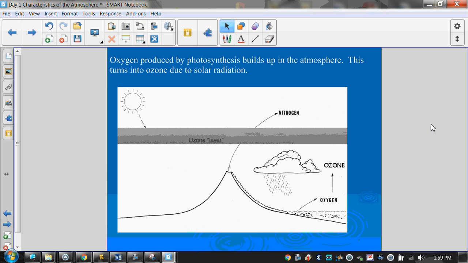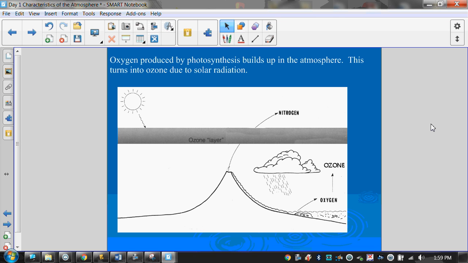Another part of our atmosphere that's really important to us is the ozone layer. The ozone layer exists in the stratosphere. It is a layer of O3. Ozone is O3, so it's three atoms of oxygen that are stuck together. It's really important because it reflects UV light for us.